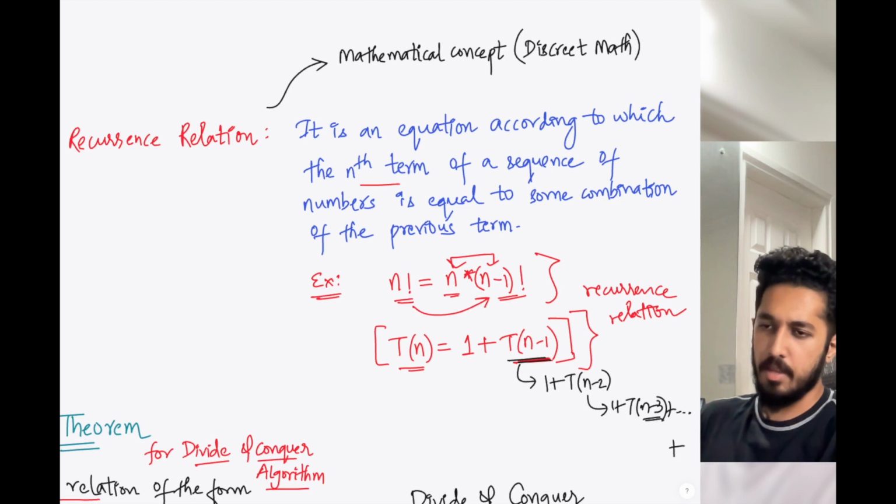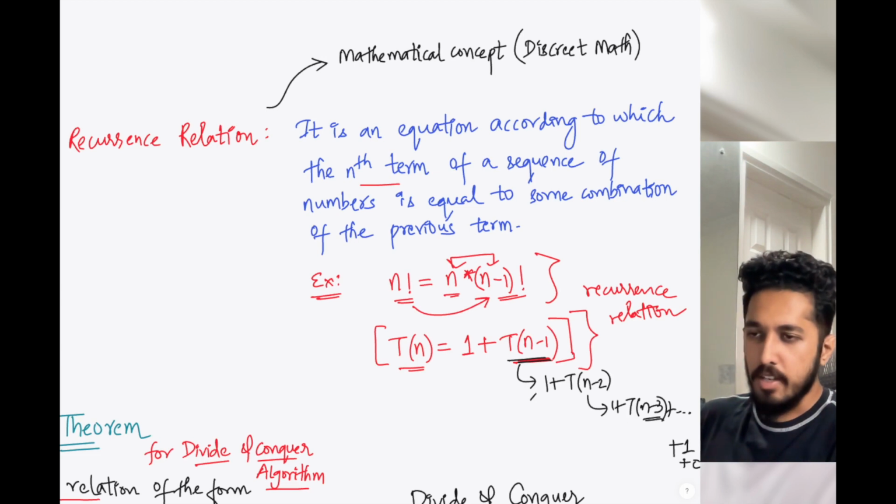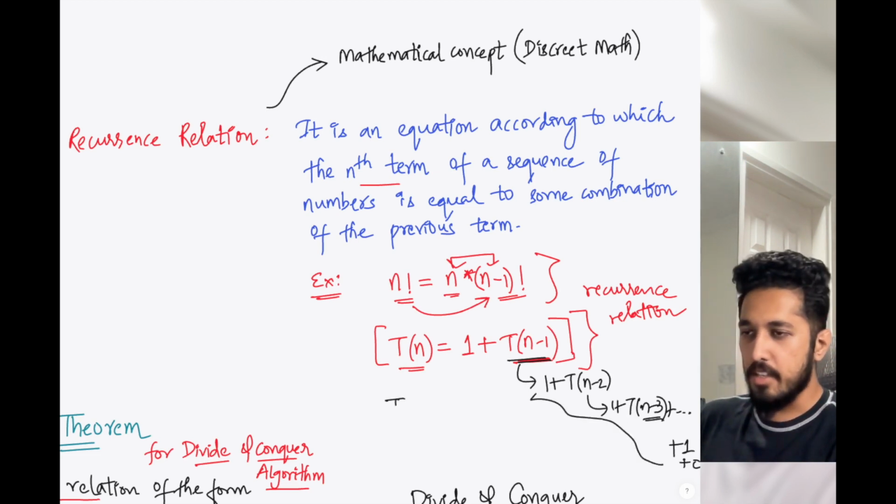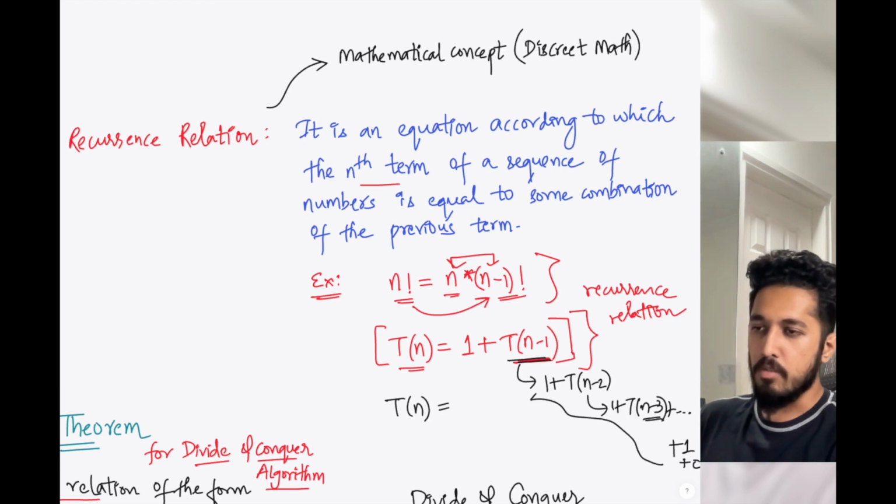Now it depends on what's the base, what's the last element. We can say that 1 factorial is 1 factorial, 0 factorial is 0 factorial. So it will go till 1, and it can also go, let's say, till 0, right? So if we actually try to sum up all of these, then the time complexity here will be nothing but equal to big O of n in this case.